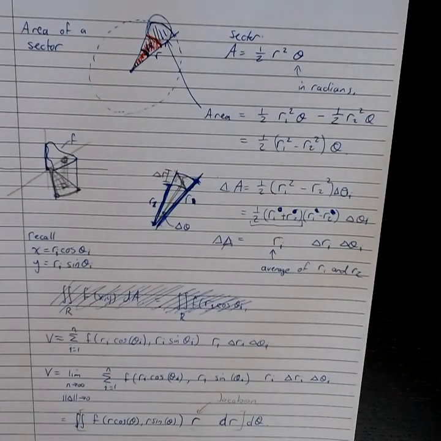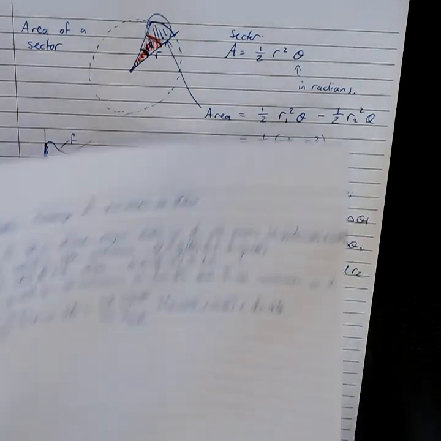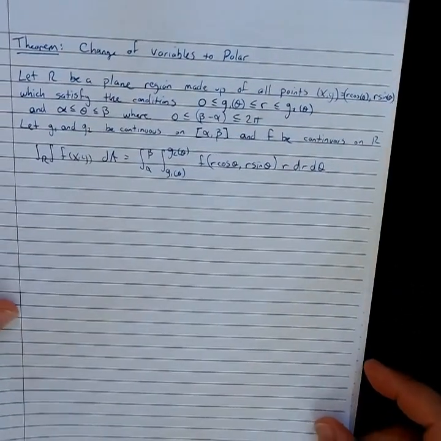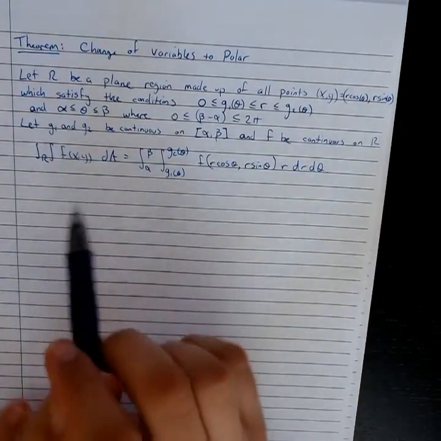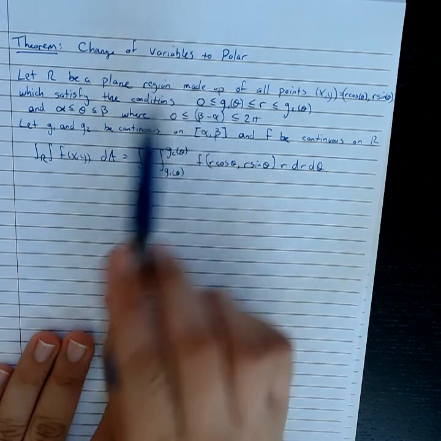That brings us to our theorem, the main theorem of this section. And that just formally states what we develop here. All right? So our theorem states, so this is the theorem for changing variables to polar.